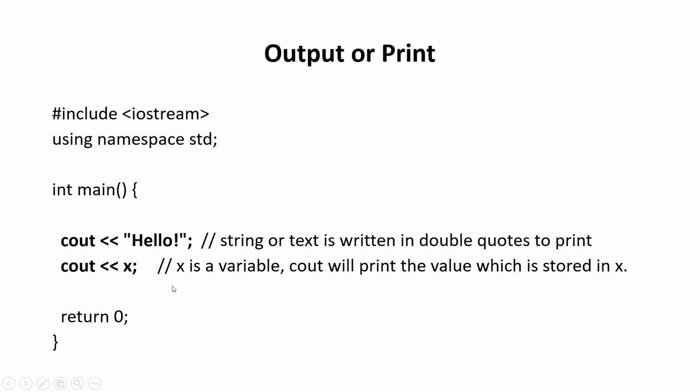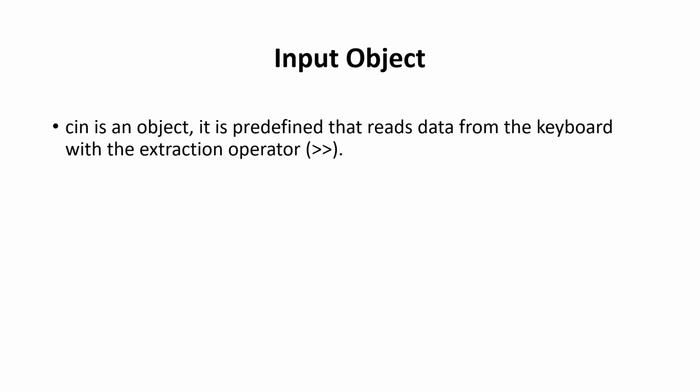cout hello and cout x. This first line will print the hello text on the screen, and the second line will print the value of x which is stored in x on the screen. We have already learned about these in the previous videos.